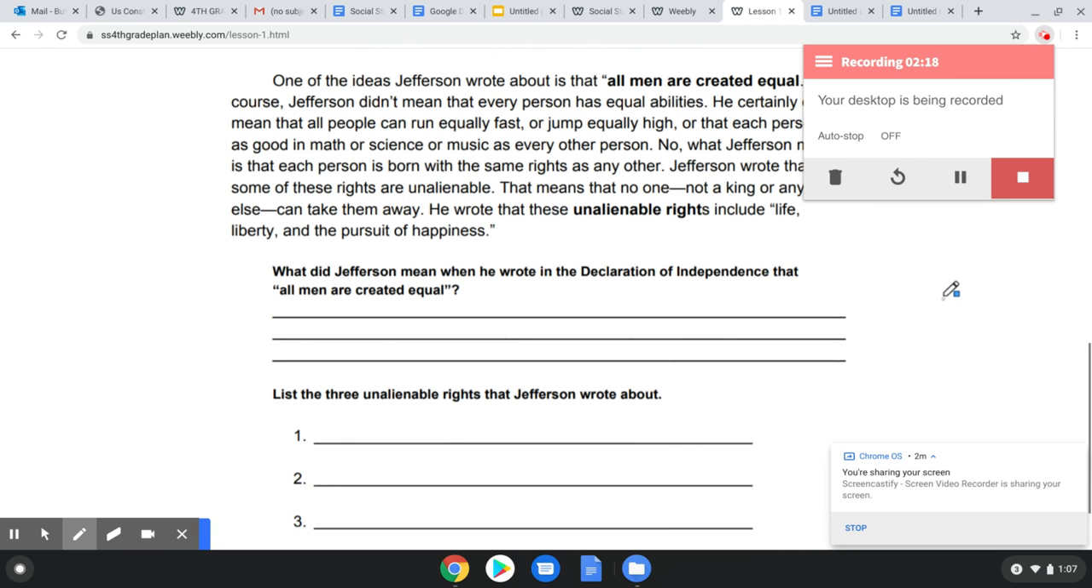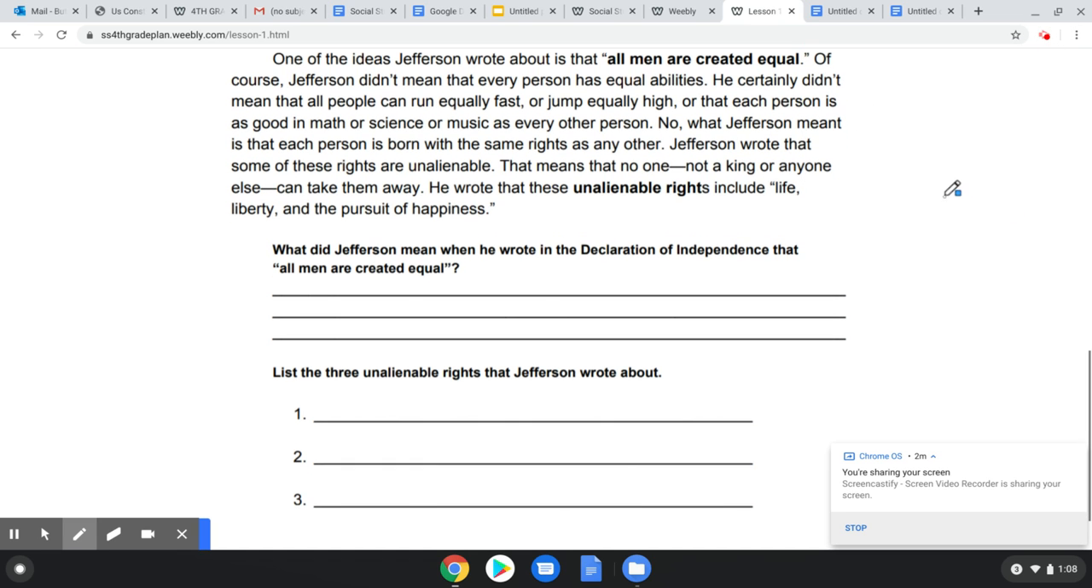All right, we're going to scroll down and we will continue working here on our second part. One of the ideas Jefferson wrote about is that all men are created equal. Of course, Jefferson didn't mean that every person has equal abilities. He certainly didn't mean that all people can run equally fast or jump equally high, or that each person is good in math or science or music as every other person. And that is definitely true because I am not musically talented. I am not a fast runner, and I really, really, really wish I could jump high.